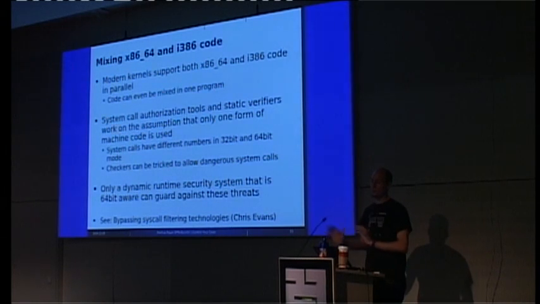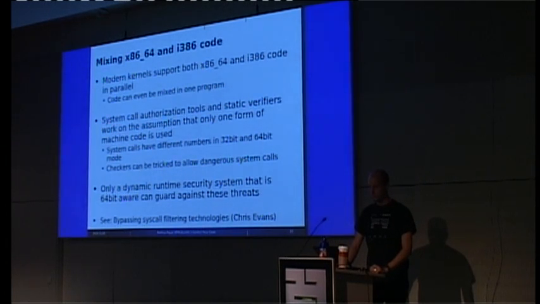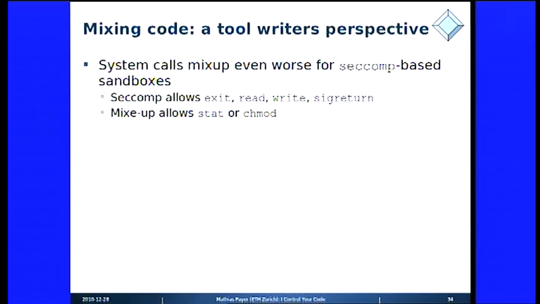Checkers can be tricked to allow dangerous system calls because they assume that you are calling a simple, not dangerous 32-bit system call, but in fact the same number maps to a dangerous system call in 64-bit, and you can then use this exploit to gain control of the system and escape the system call authorization tool. Only a dynamic security system that is 64-bit aware can guard against these threats, and you have to be able to detect the switch between 64-bit code and 32-bit code.